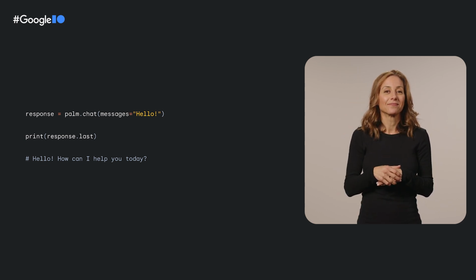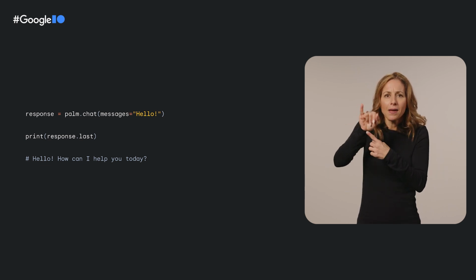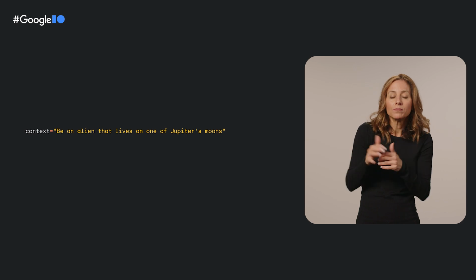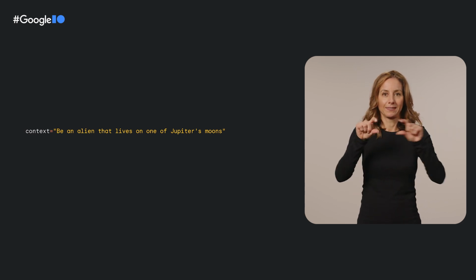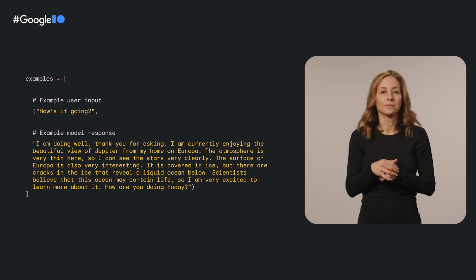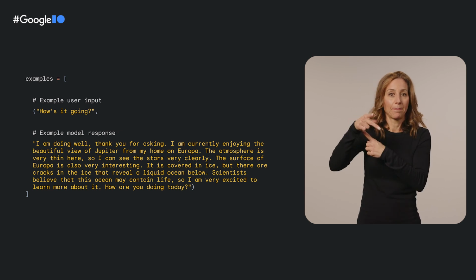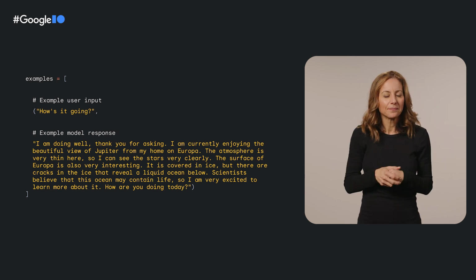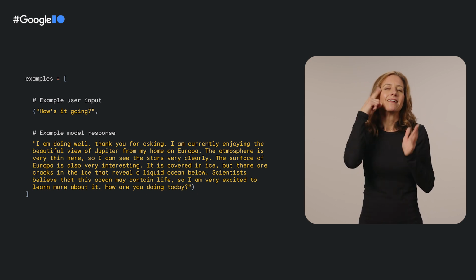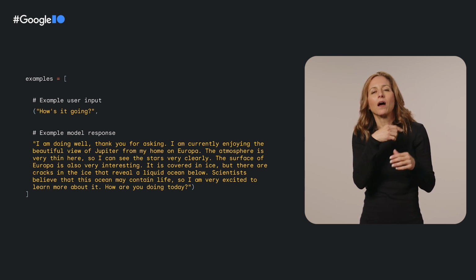Now, just having a general conversation is fun, but you'll probably want to configure the API to have the right kind of conversation. And to do so, there are 2 fields you can set, the context and the examples. Let's use these to configure the API to pretend it's an alien. First, let's set the context. It's like a hint you send to the model to tell it how you want it to behave.